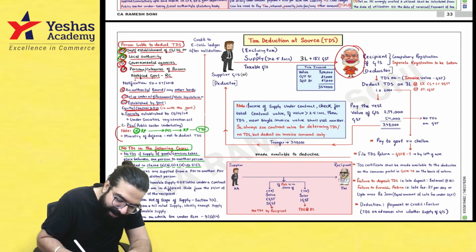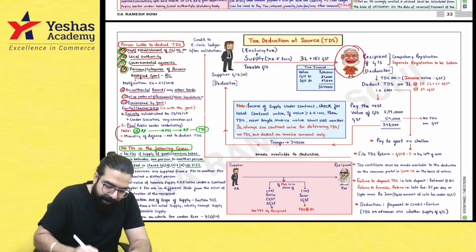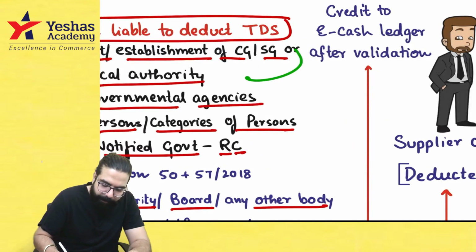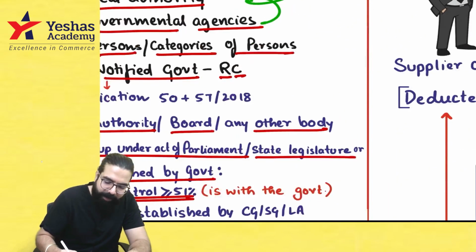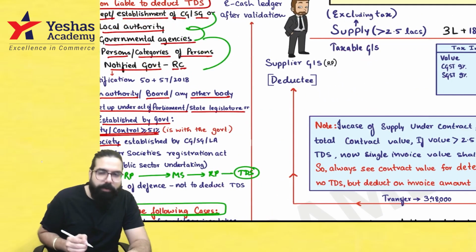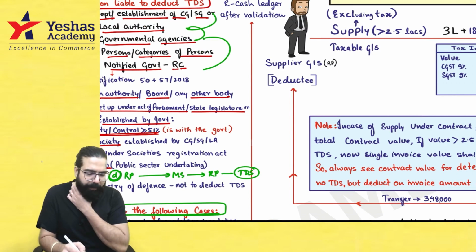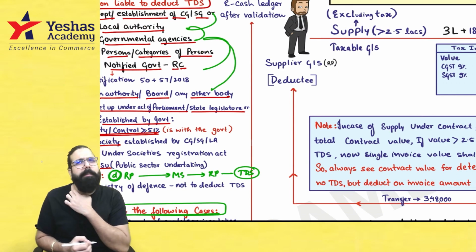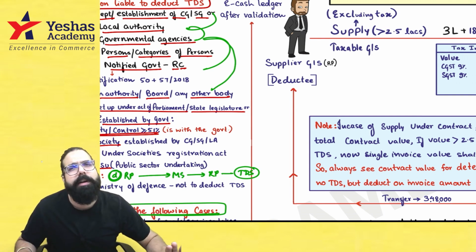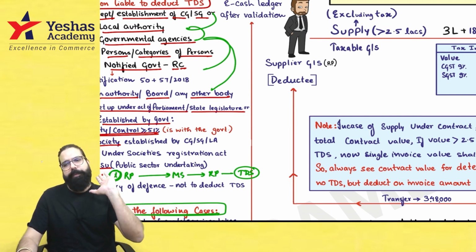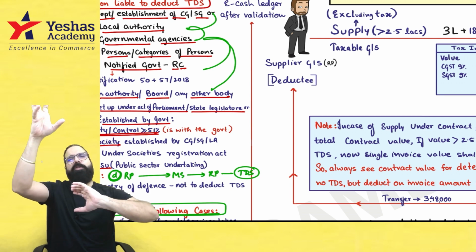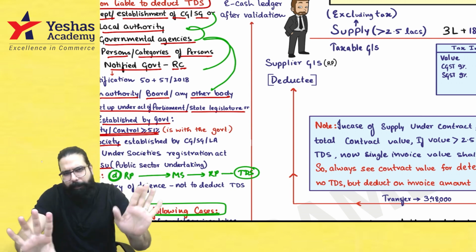If the A, B, C, D categories are supplying to each other, meaning government is supplying to government, a local authority is supplying to a governmental agency, or they are supplying to each other. So, for example, a governmental agency supplied to an authority board of a government body. But from one TDS deductor to another TDS deductor, TDS is not applicable. So, government department supplying to another government department, PSU supplying to a government department, TDS is not applicable.